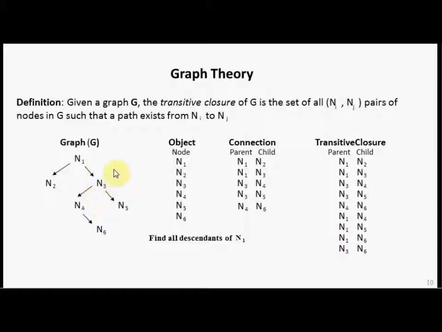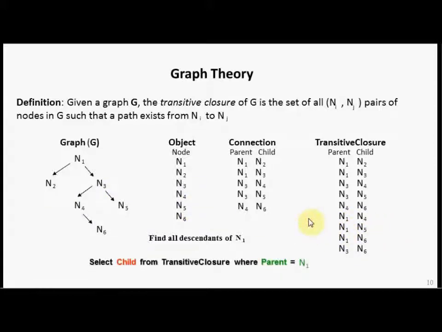Take any two nodes in the graph, let's say starting with N1 and looking at N6. Does there exist a path, a directed path, from N1 to N6? The answer is yes. Therefore, we see a transitive closure record here. Does there exist a directed path from N2 to N6? Notice I say the word directed, you have to follow the directions of the arrows. The answer is no. So N2, N6 does not show up here.